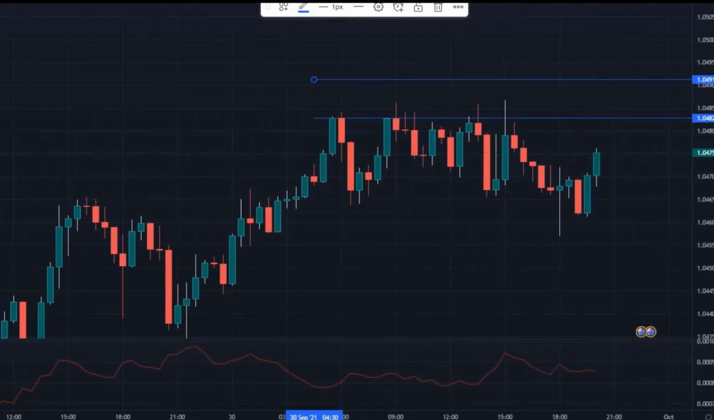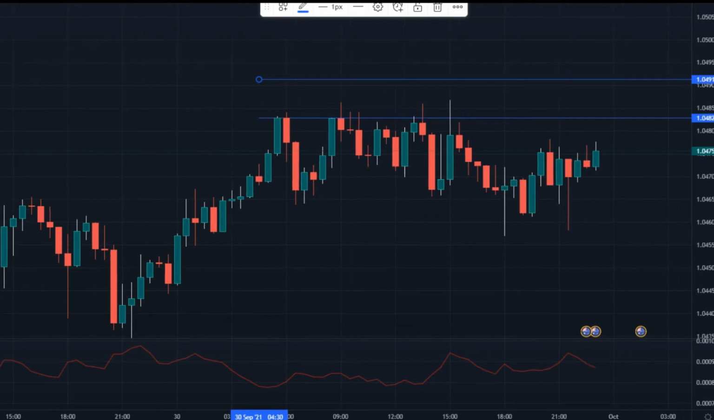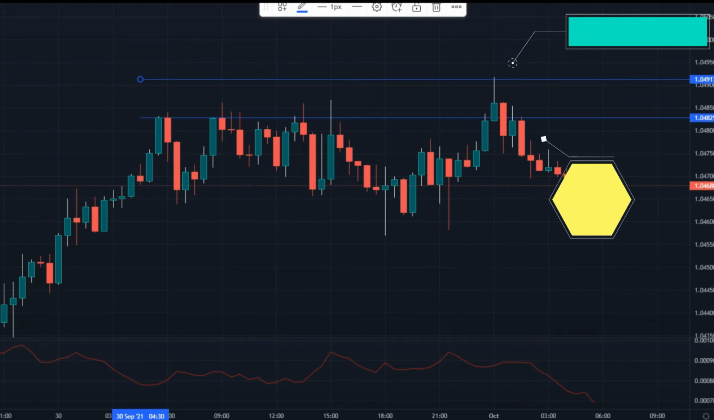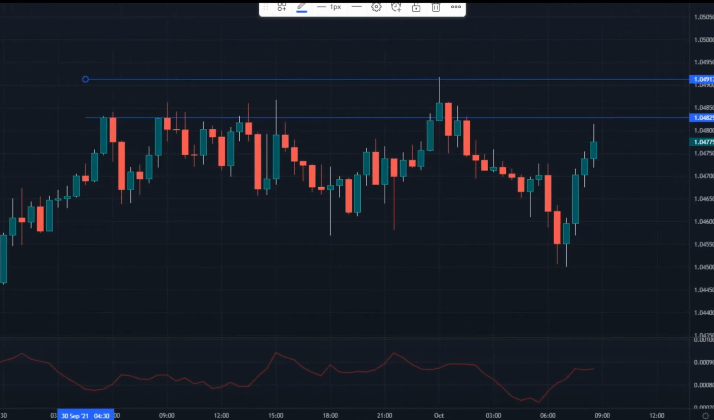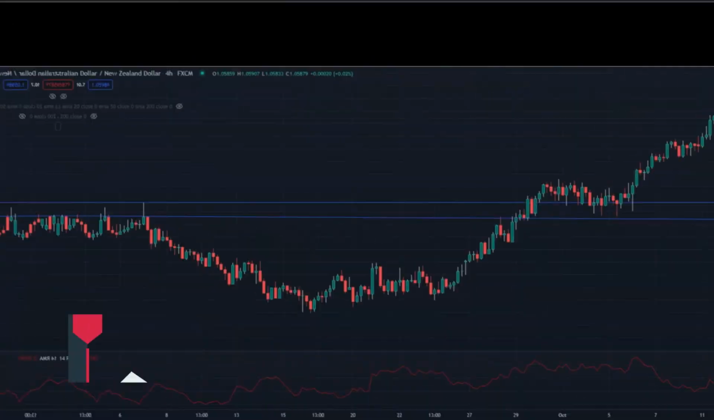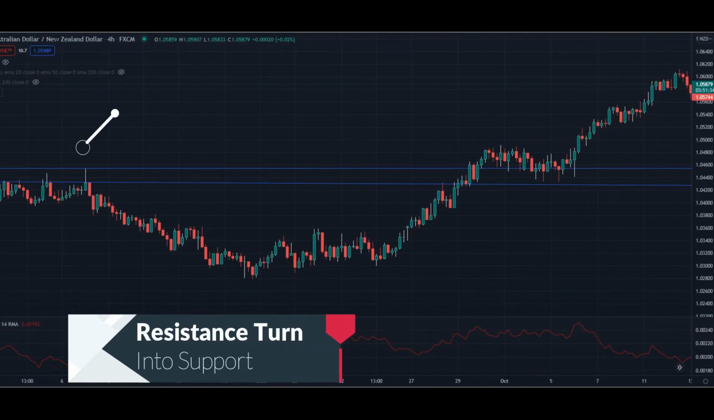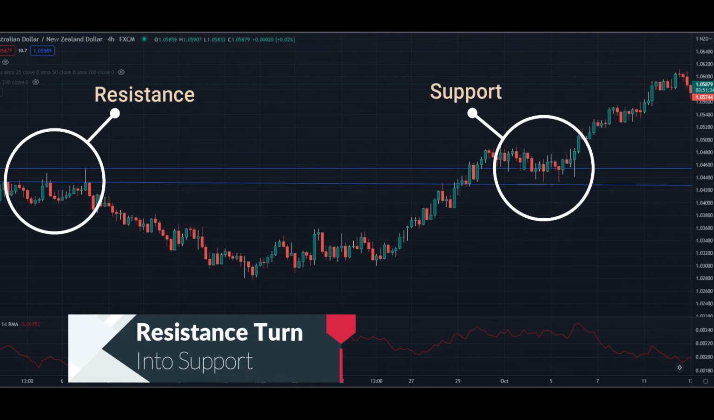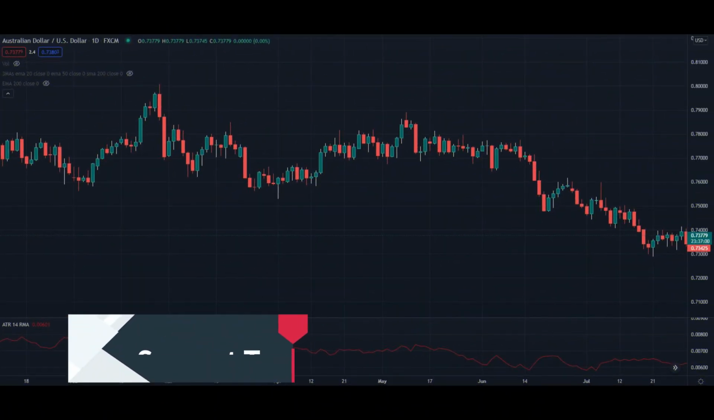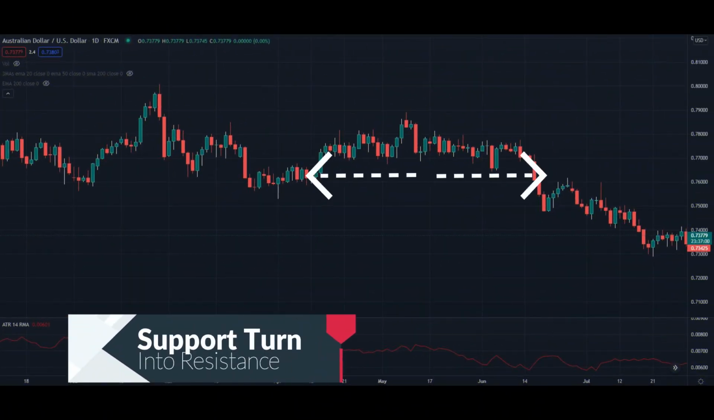Remember, we're only going to enter a trade when the price is going out of the area. Let's apply this to other setups. Resistance turned into support. As you can see, price was rejected several times near this area in the past, and when the price broke above this area, it is acting as a strong support. A similar setup is formed when a support turns into a resistance.